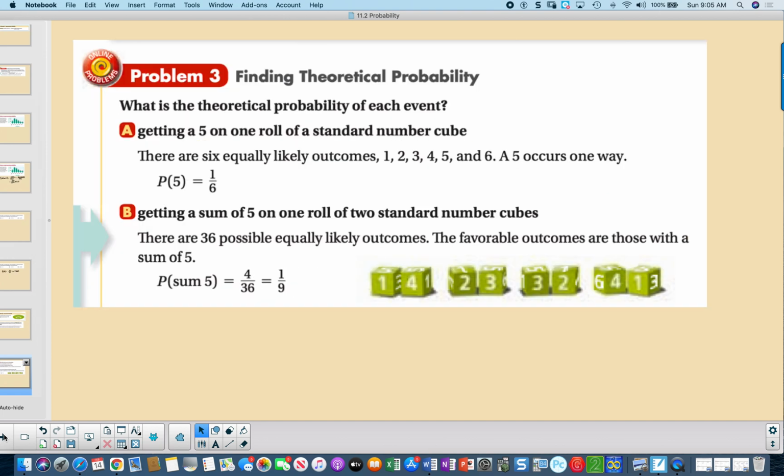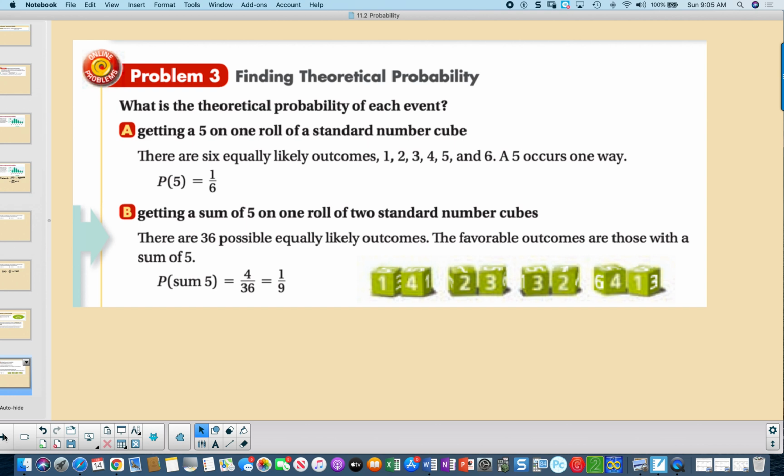For example, a cube. When you throw a cube, it's equally likely that you can get any one of the sides facing up. So getting a 5 on a roll of a standard cube, the likely outcomes are going to be 6, and the favorable will be 1, so the answer is 1/6.